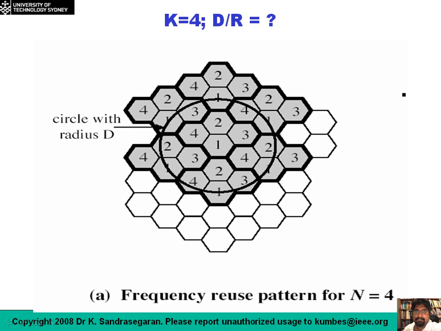Another possibility is a K value of 4. So here we are using a frequency reuse factor of 4. We have frequency 1 being reused in those 4 cells here. In this case, the ratio of D over R will be square root of 12, which you can work out. You can prove that mathematically as well from your knowledge of hexagons and the geometry associated with them.